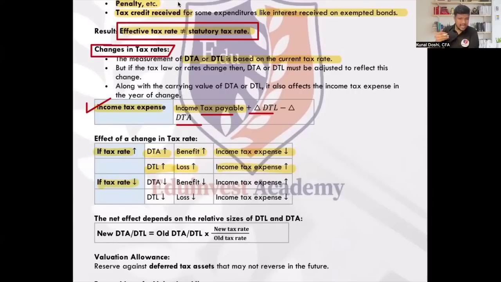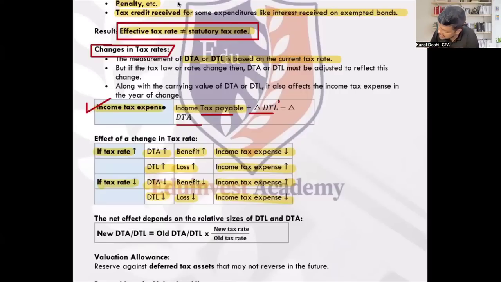Similarly, if tax rate goes down, DTA and DTL both will go down. DTA, which is an asset going down, is bad. So your income tax expense will increase. But if DTL, your liability goes down, it's a good sign. So your income tax expense will also go down. Correct? Understood? Now connect that with the formula.